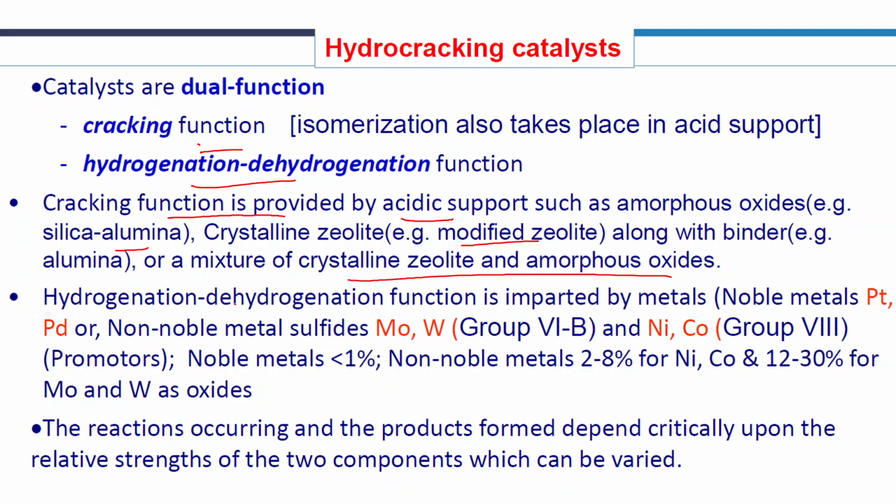And the second function is hydrogenation or dehydrogenation, which is done in the presence of metals. So noble metals such as platinum or palladium, and non-noble metal sulfides such as molybdenum or tin group, and nickel and cobalt are used. As noble metals are expensive, we wish to replace them with non-noble metals, but still non-noble metal catalysts are very few. The reactions occurring and products formed depend critically upon the relative strength of the two components.